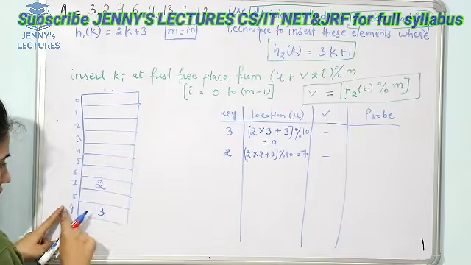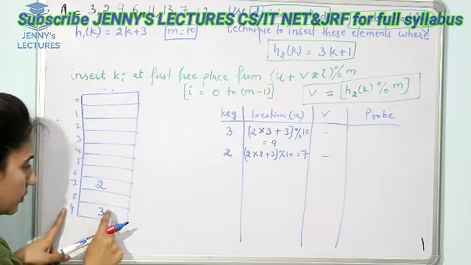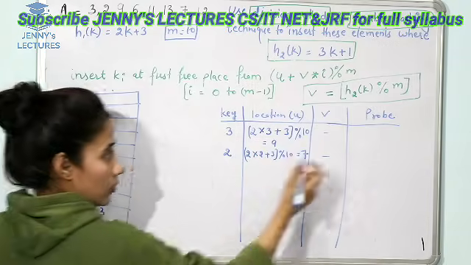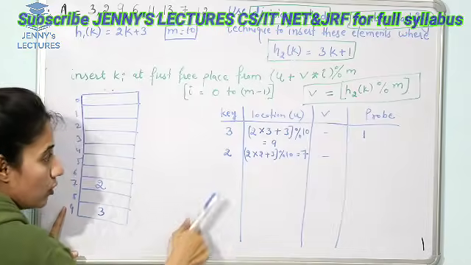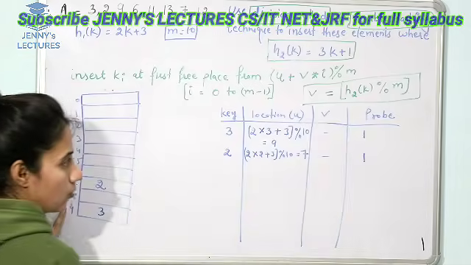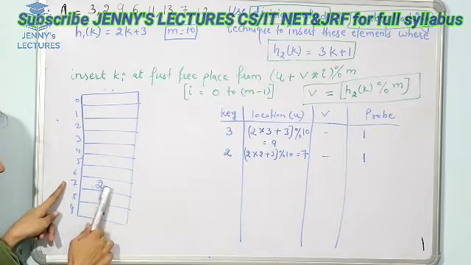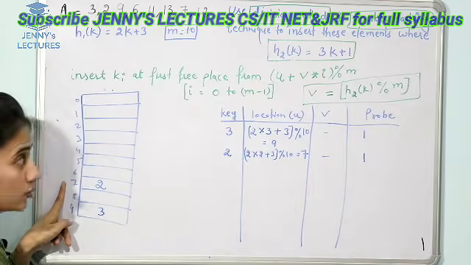Okay, now you have to search this 9. Where is this 9? And you can simply insert this 3 at this place. So number of probe is only 1. For 2 also number of probe is 1, because you only search the location 3 and this one is free, you have inserted this 2 at this place.